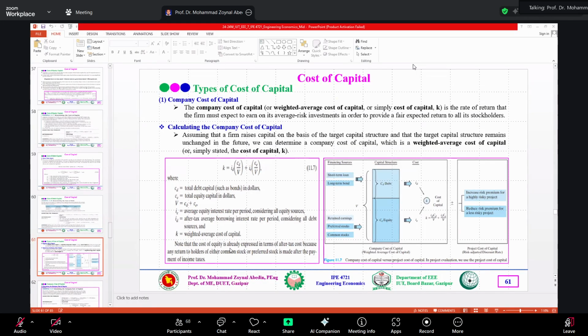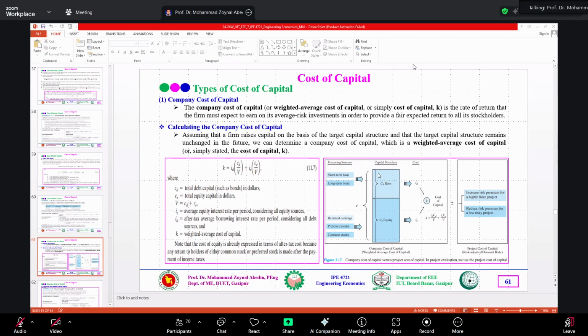Note that the cost of equity is already expressed in terms of after-tax cost, because any return to holders of either common stock or preferred stock is made after payment of income taxes. So now let's see financing sources. One is the short-term loan, and another one is the long-term bond. So one is loan, another one is the bond.